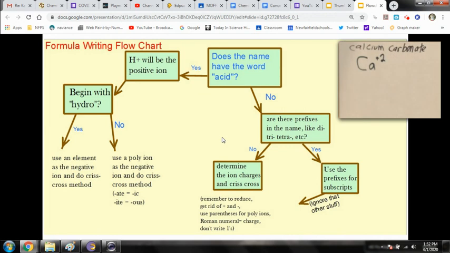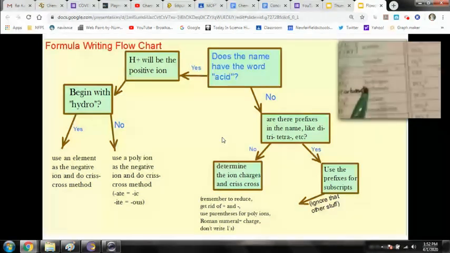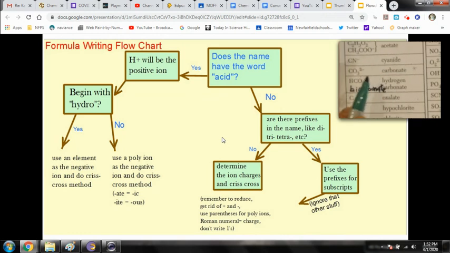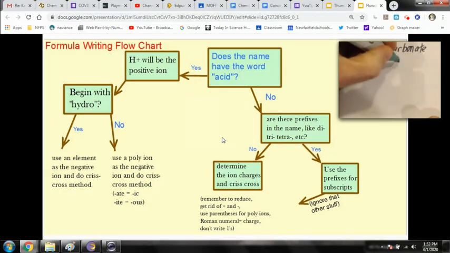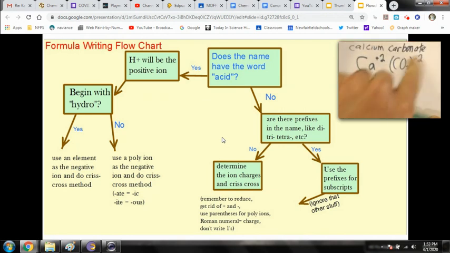Carbonate? Sounds like a polyatomic ion. Let's go check it out. Polyatomic ion. Oh, there you are, carbonate. What is your formula? CO3, -2 charge. CO3, parentheses, -2 charge. And now the 2 and the 2 can crisscross, and hey, I'm looking ahead, the 2 and the 2 are going to reduce to 1 and 1.